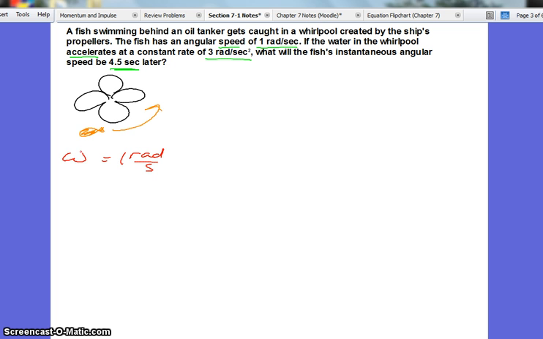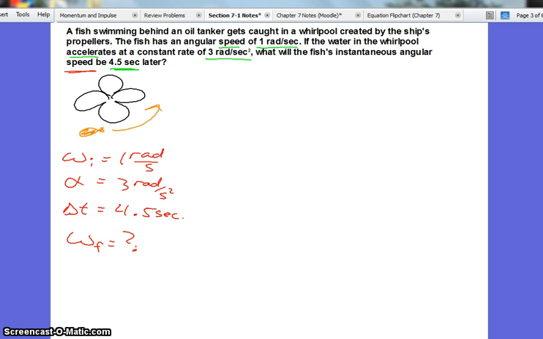Instead of v, I now write omega. And I accelerate at 3 radians per second squared. Again, it's an acceleration, but now I use the Greek letter alpha. And then the time is 4.5 seconds, and that's still t for time. We want to find the fish's angular speed after 4.5 seconds.